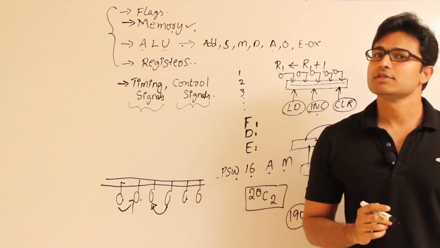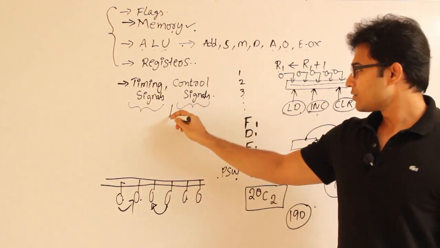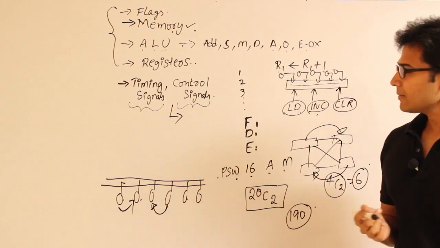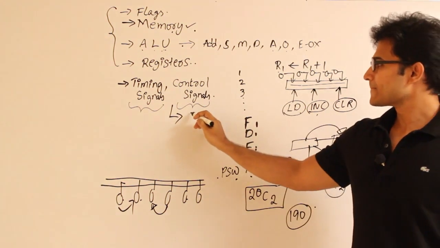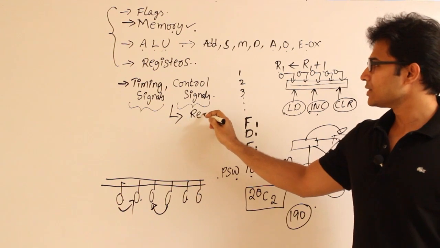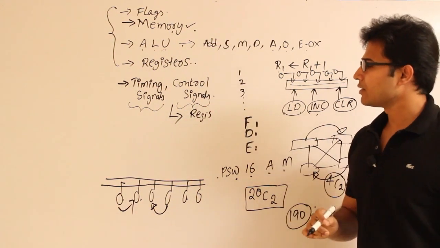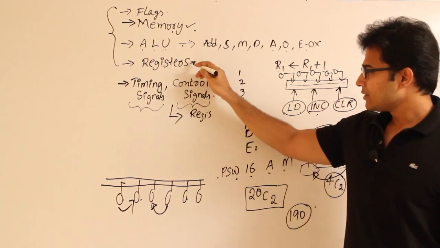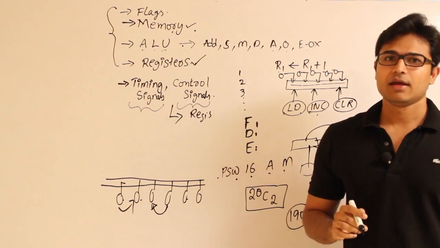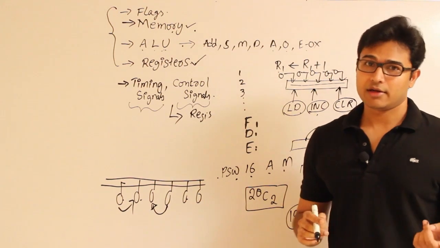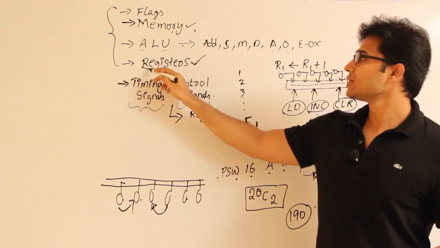Now why are these control signals required? Mainly these control signals are required to give the inputs to registers, so to all the parts basically. So these control signals are required to select the registers, either for reading or for writing. We have to select the registers.